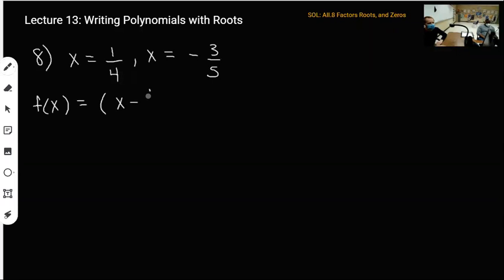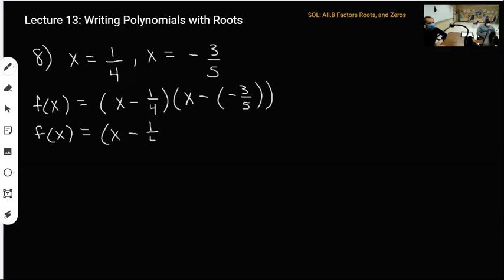So we're going to get x minus 1/4. And we're going to get x minus -3/5. So I need to put that number in parentheses because it's already negative, right? So what we're going to do now is simplify the right side. Now the first factor just stays the same. I have x minus 1/4. I don't really need to do anything to that yet. But over here, I have a minus minus, and that's going to be a double negative. So I'm going to change that to a positive 3/5.